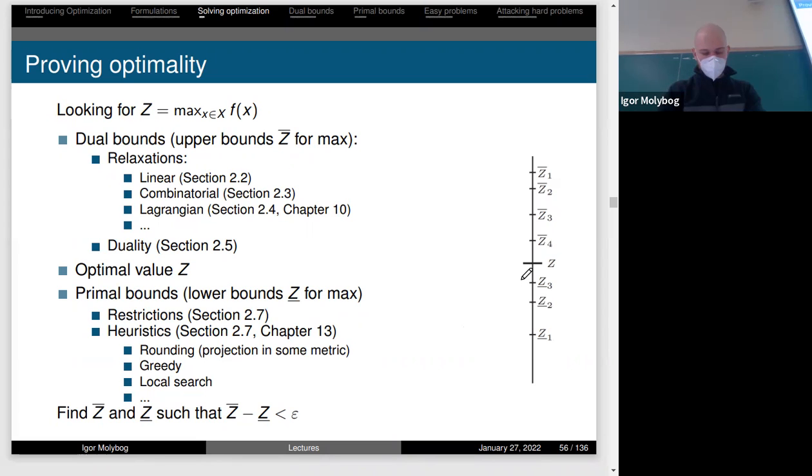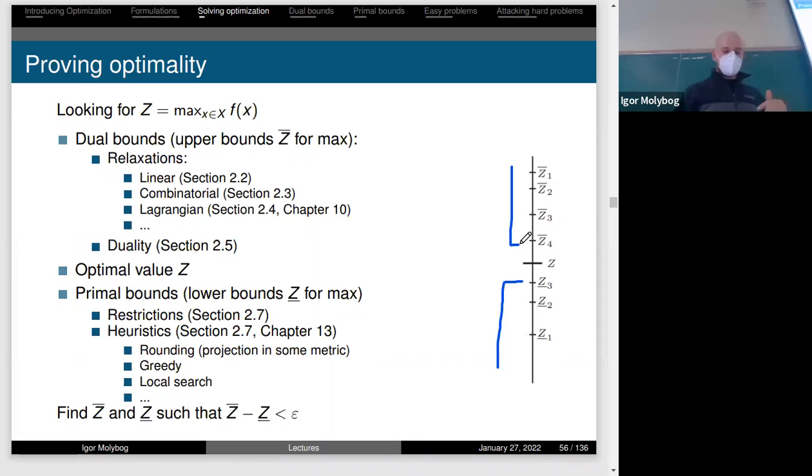So the primal bound would be the lower bound on the solution, meaning that a primal feasible point essentially would give you such a bound. A lower bound is called primal for a maximization problem just because a primal feasible point does give you such a bound. A dual bound is an upper bound for a maximization problem, just because it's the dualization of the problem: a dual feasible solution would give you an upper bound for a maximization problem.